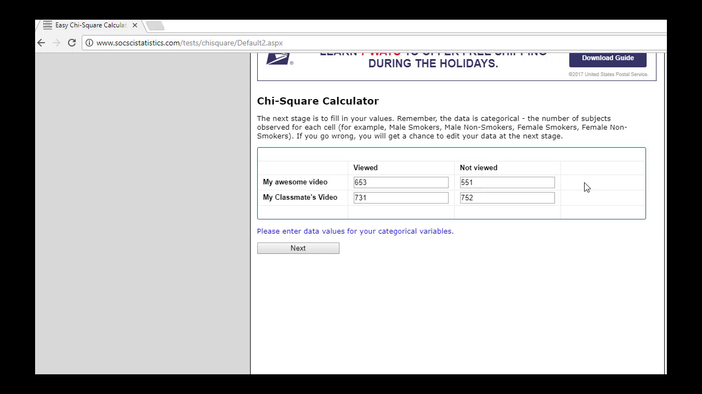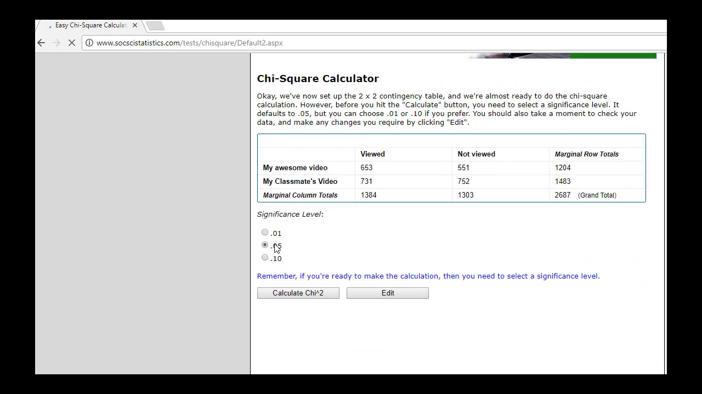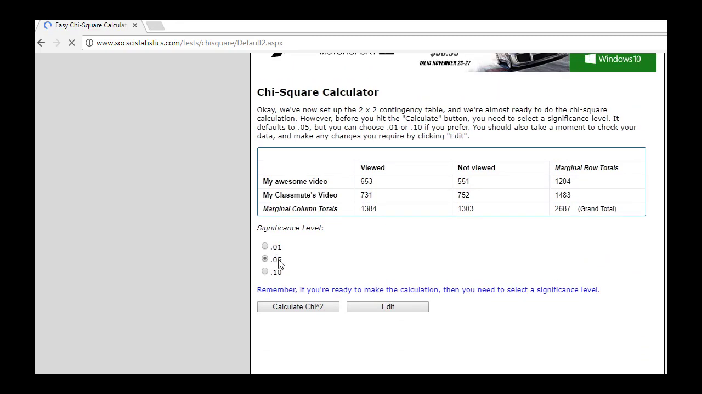Once you have those numbers in your chi-square calculator, you click Next. In this case, it already puts the significance level at 0.05. You can just leave it right there. You can go down and calculate the chi-square. Before you move on, though, take a look here.